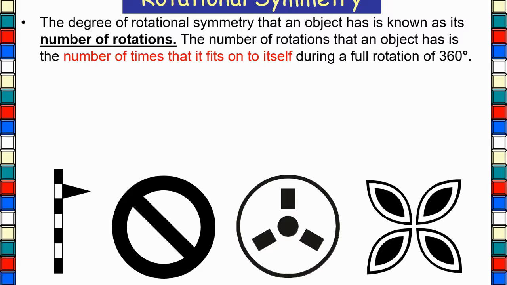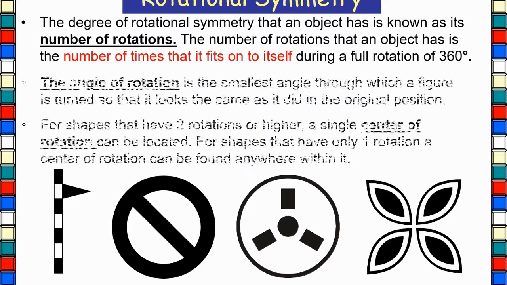So here, we've got this little war club looking guy. The only way we can have it fit on itself is if we make one entire rotation. Our stop sign, or our stop symbol here, can make two perfect rotations. We'll see that in a second. The film reel is 3, and that flower is 4. And again, we'll see an example of this here in a second.